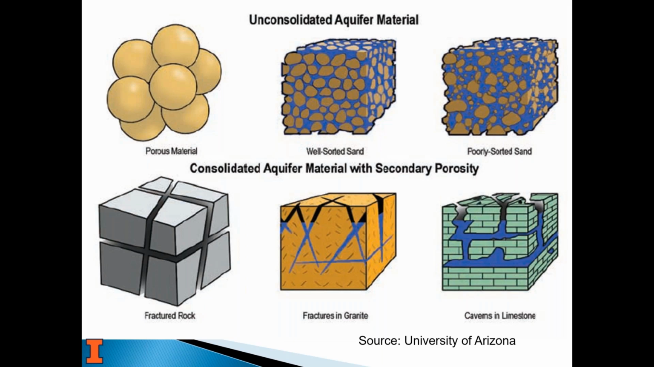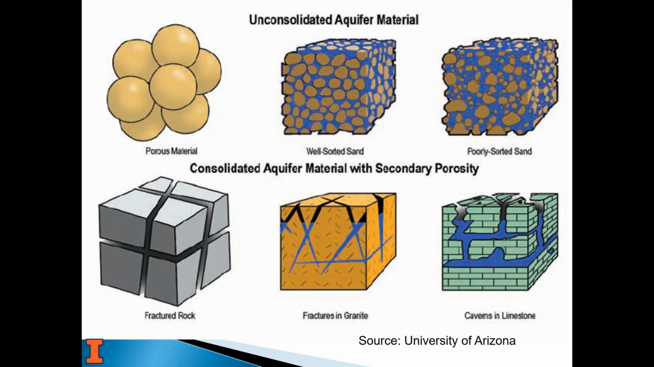So just here's some examples. This is from the University of Arizona, a manual they put together. On the top are all the unconsolidated sands. Basically, it's porous. It can either be well sorted, which means it's more uniform, or poorly sorted, which means it's much more different sizes of sand and gravel put together.